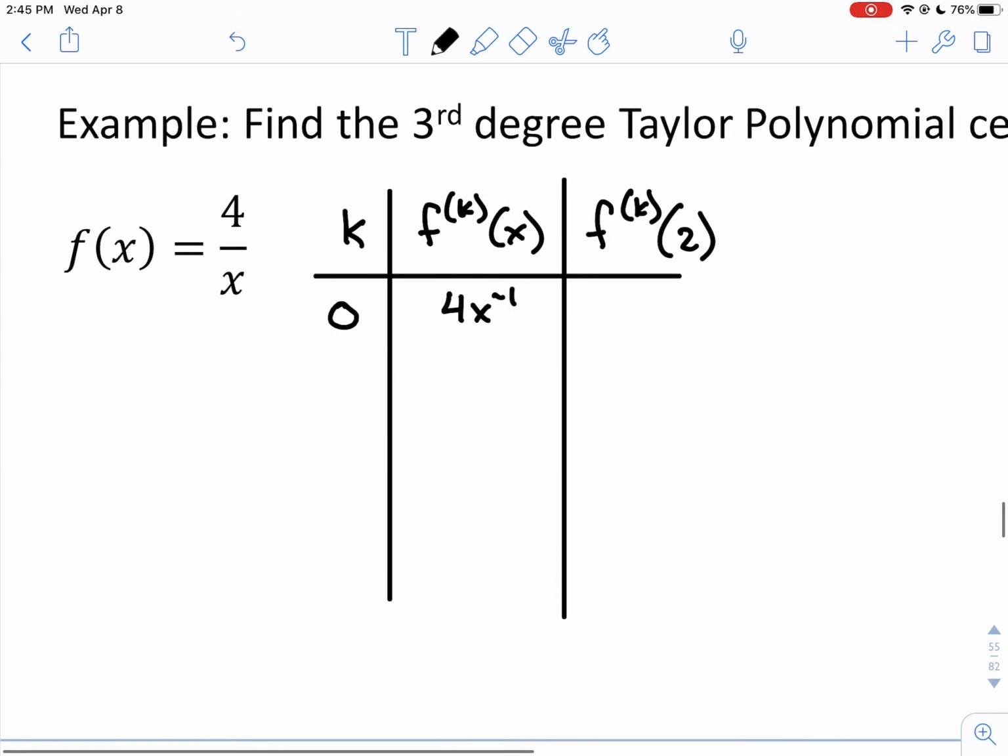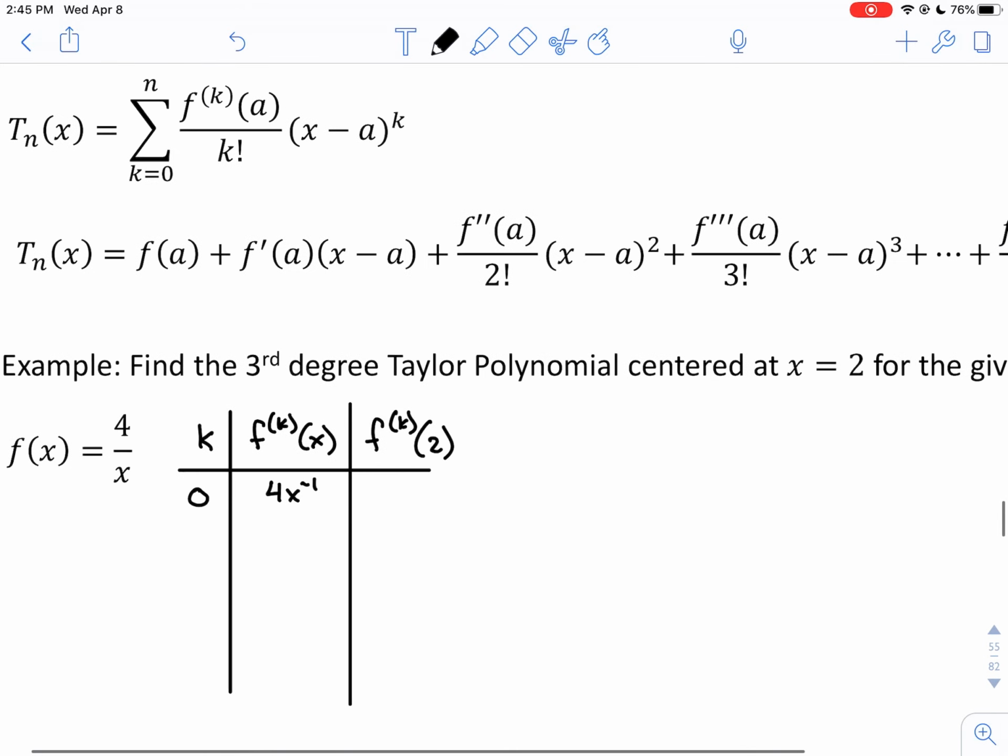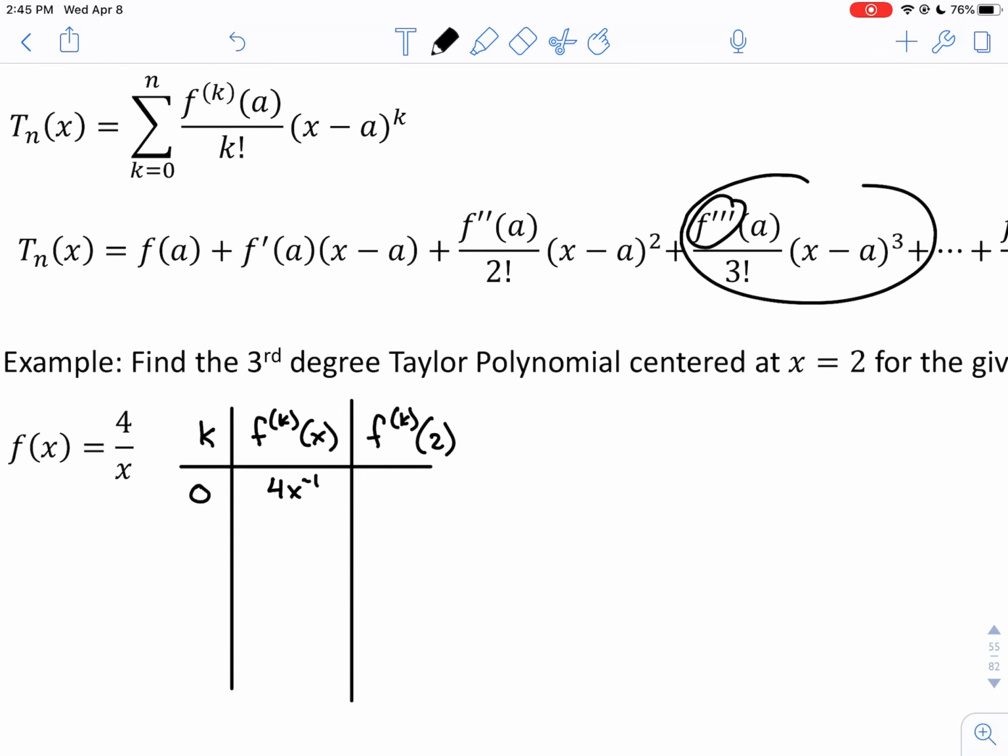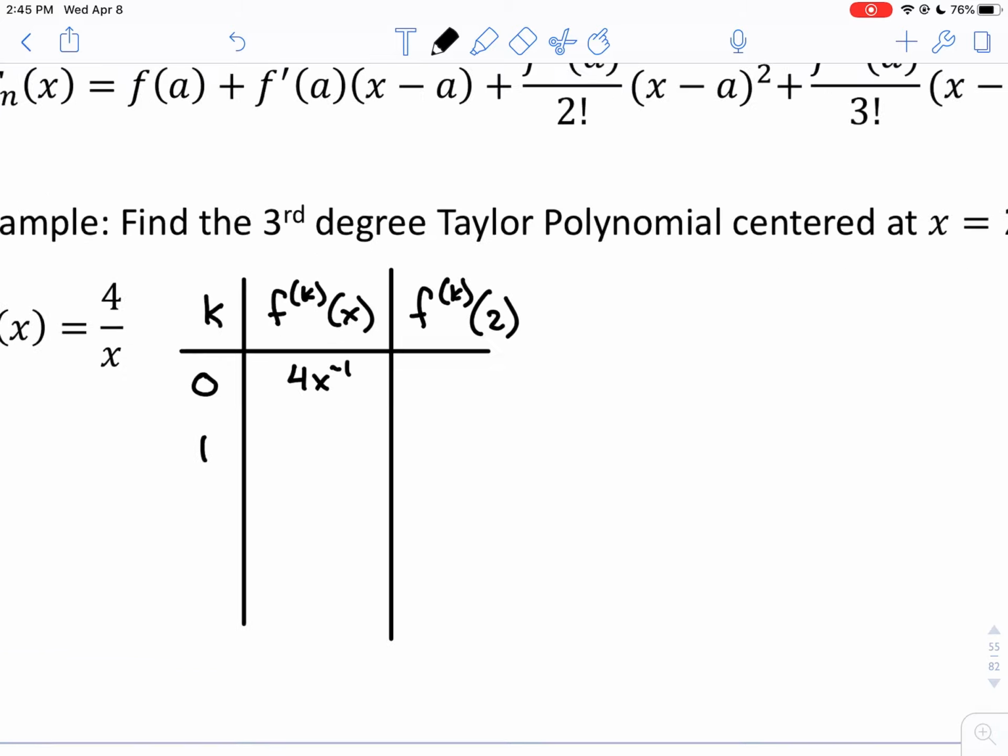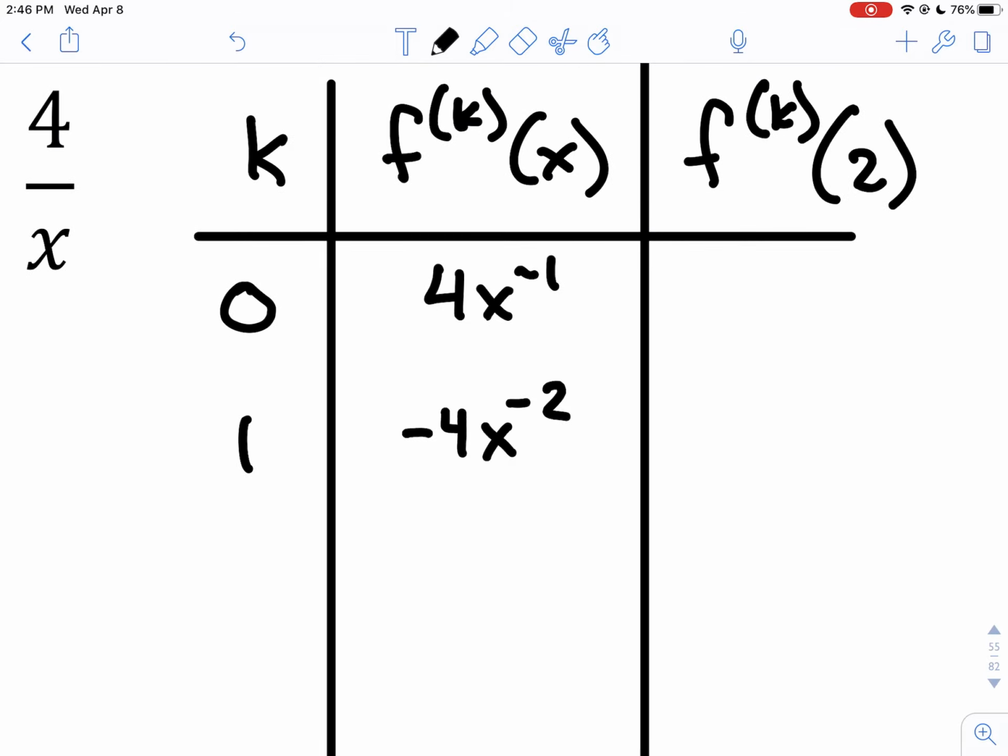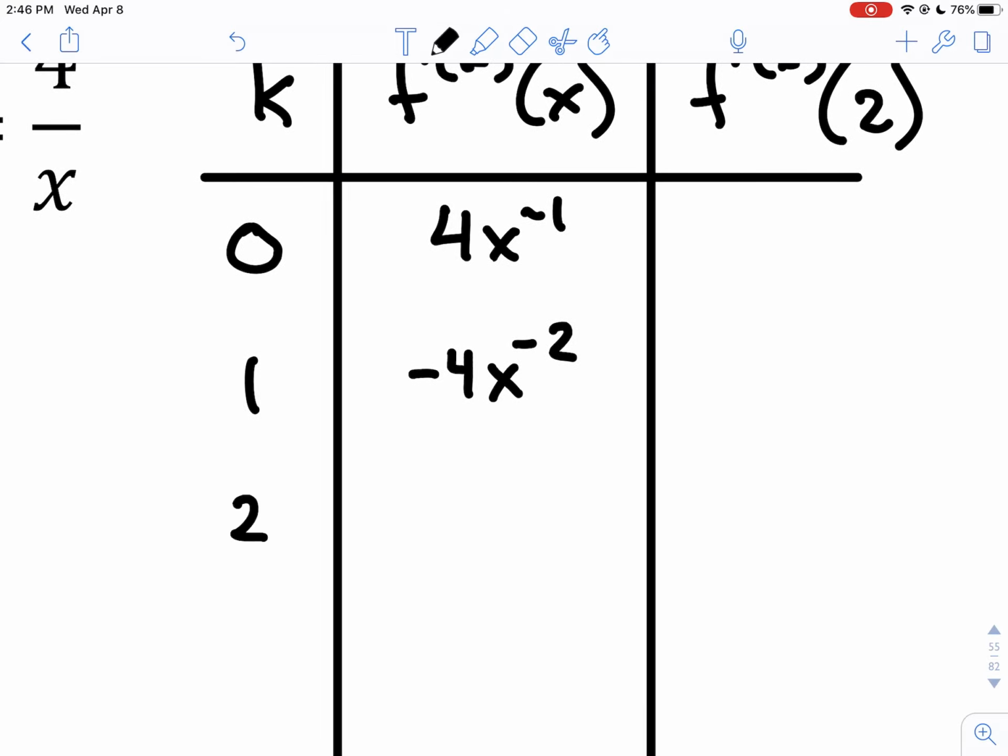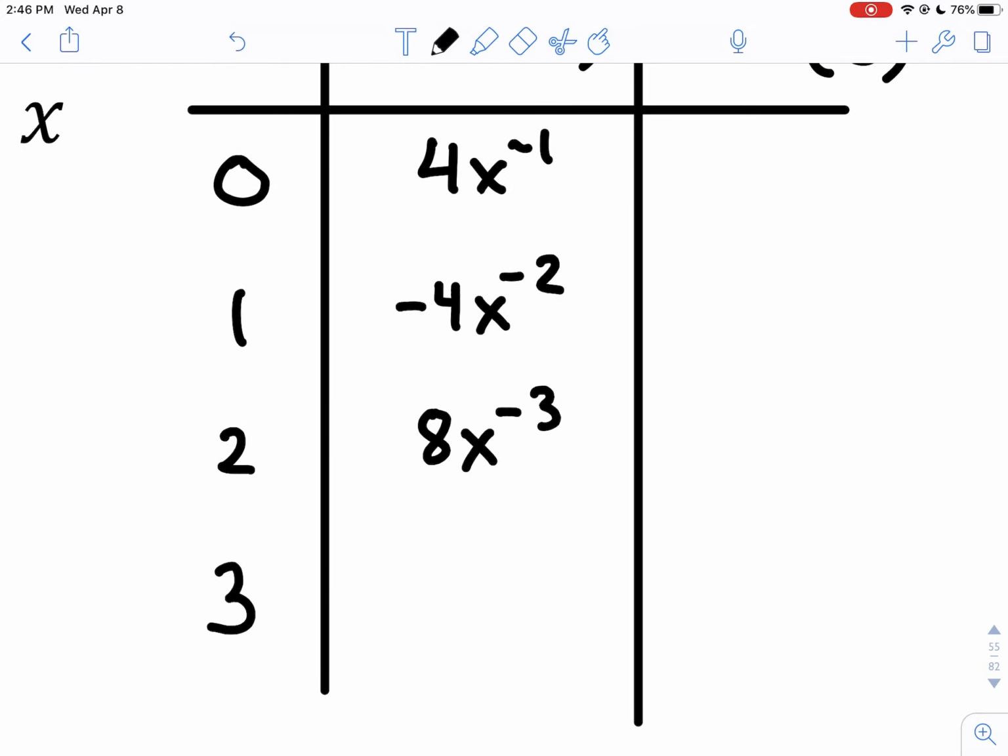So I can just do repeated derivatives by using the power rule. Now we're going to have to go until we get to this term right here, which means I need to know up to the 3rd derivative. So when k is 1, that just means find the first derivative. Don't worry about rewriting that because we want to keep doing derivatives. 2, that means do a 2nd derivative. And one more derivative here.